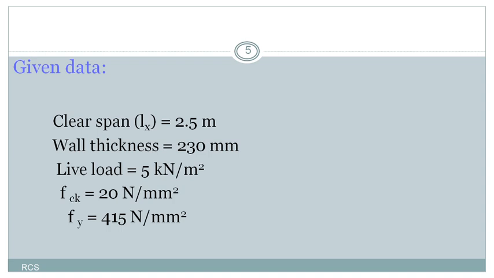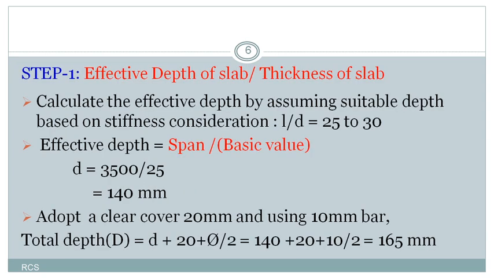So let me start with the first step. The first step in the design of a simply supported one-way slab is to calculate the effective depth of the slab, or I can call it the thickness of the slab. This can be calculated by assuming a suitable depth based on the stiffness criteria, according to the code.